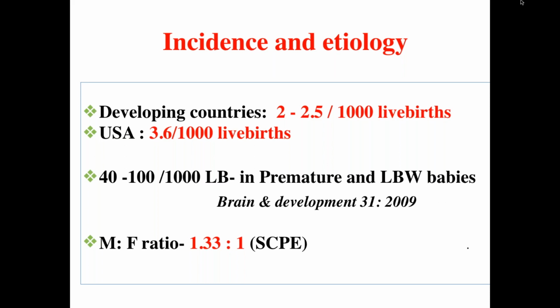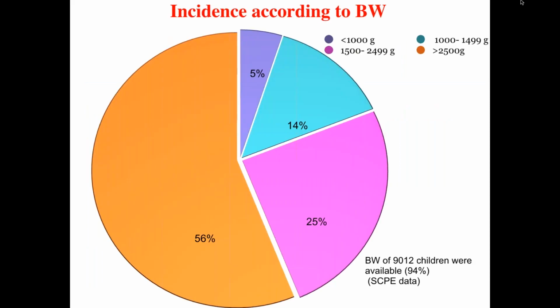Now, if you look at the birth weight data, even though I have mentioned that it is more common in preterm babies and those with low birth weight, the percentage of preterm births as compared to term births and good weight babies is much lower. The children with CP, if you look at them overall, majorly more than 50% would be those who were having normal or good weight, around more than 2,500 grams birth weight.